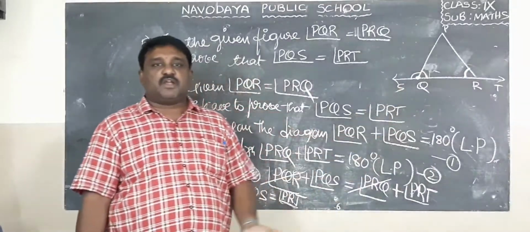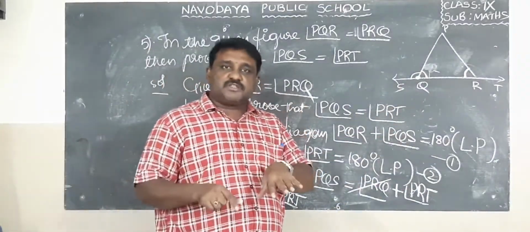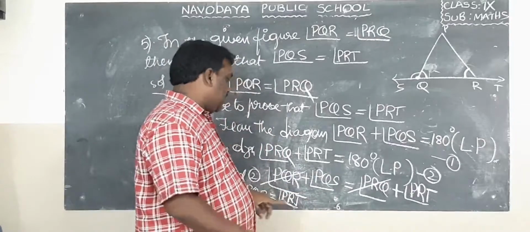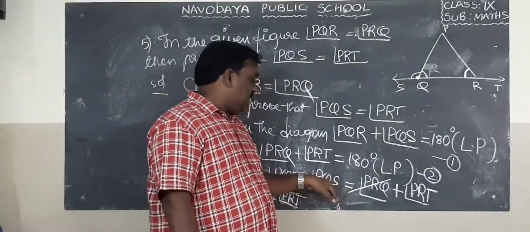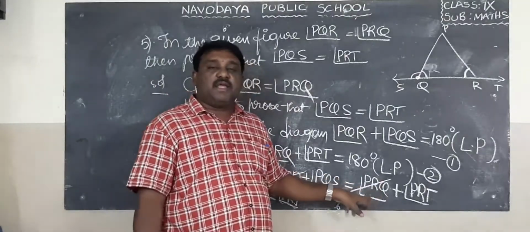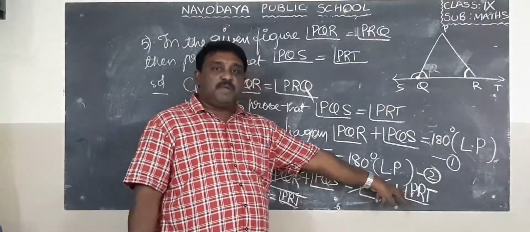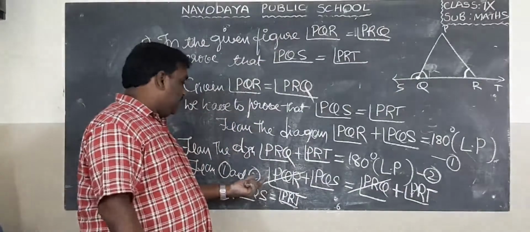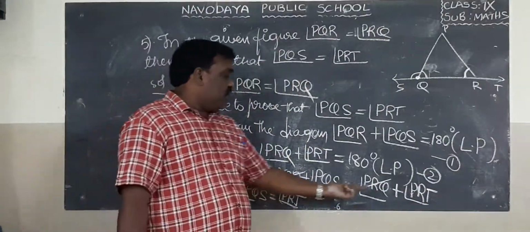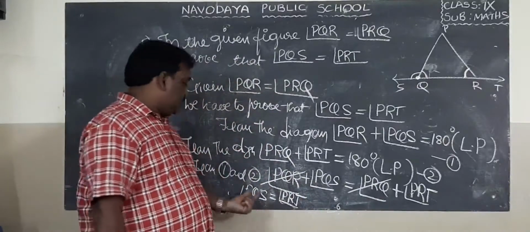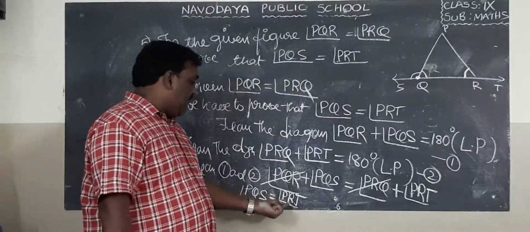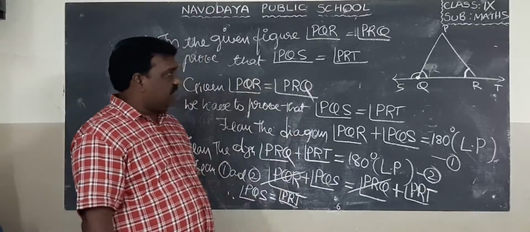What is equation 1? 180. What is equation 2? 180. So both are equal. From 1 and 2, angle PQR plus angle PQS equal to angle PRQ plus angle PRT. What angles cancel? Angle PQR, angle PRQ cancel. So what we get? Angle PQS equal to angle PRT. Copy once.